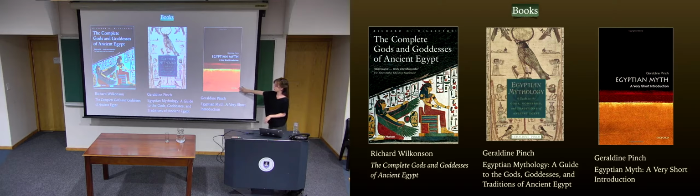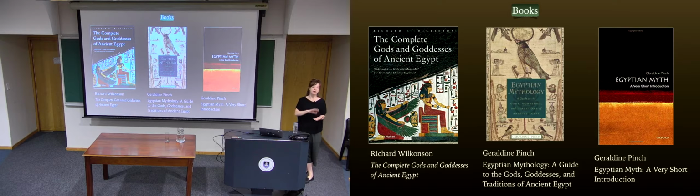This one is quite short, and as it says, a very short introduction. You can also get it as an ebook, and it's quite good. This one is a bit longer, Egyptian Mythology: A Guide to the Gods, Goddesses, and so on. It also begins with a series of essays, a narrative of sources and the main mythological traditions, and then it also has a dictionary in the back with entries for all kinds of different gods and goddesses, and it's really good for reference. So these are the three I would recommend starting out with.